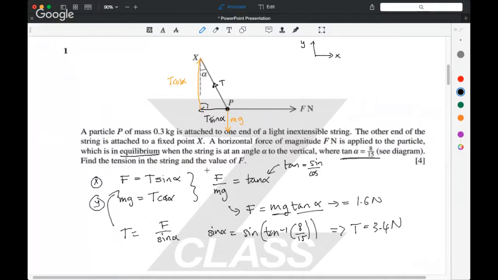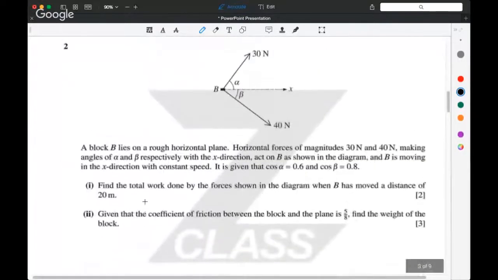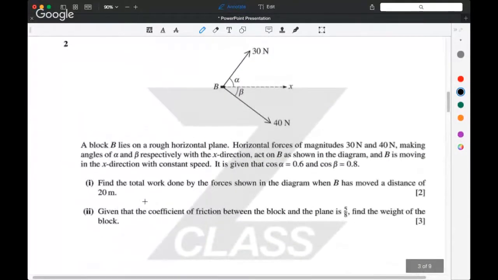So it's just having to balance both in the x direction and the y direction. And that gives you all the answers. Okay, the second one is kind of similar, except now we're bringing friction into it.